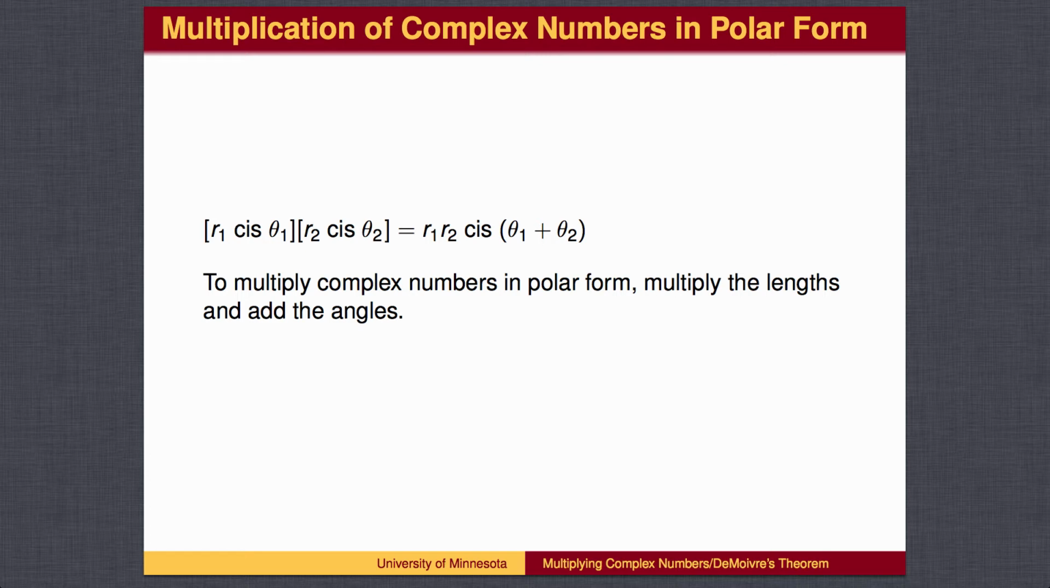Let's restate what we just did. To multiply complex numbers in polar form, multiply the lengths and add the angles.